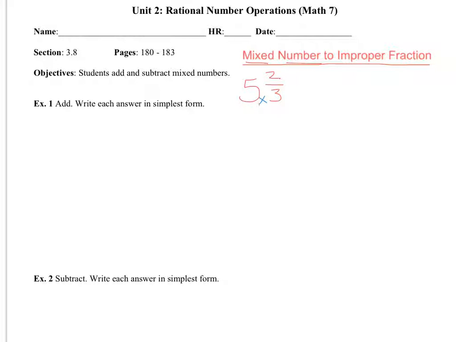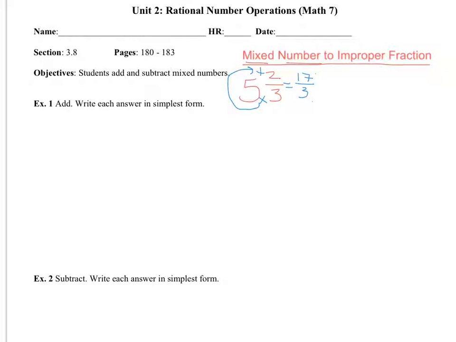I'm going to start at the bottom and I go to the top to add. So I'm going to multiply 3 times 5 to get 15 and then add the 2. So I have 17/3. And that's considered an improper fraction because the numerator is greater than the denominator. So I want you to try one on your own before we start in with our addition and subtraction.